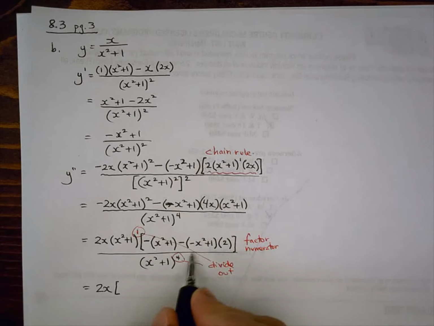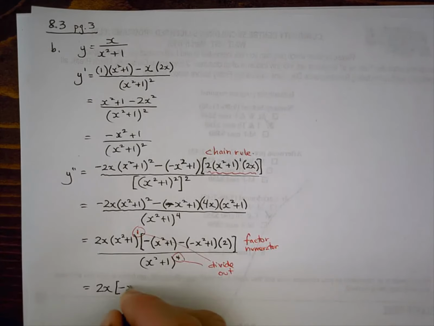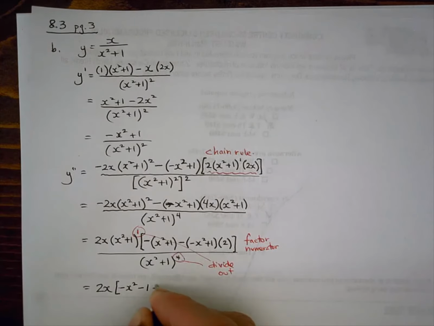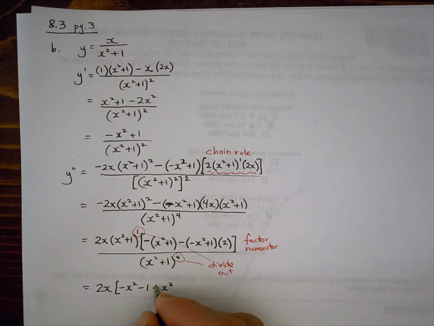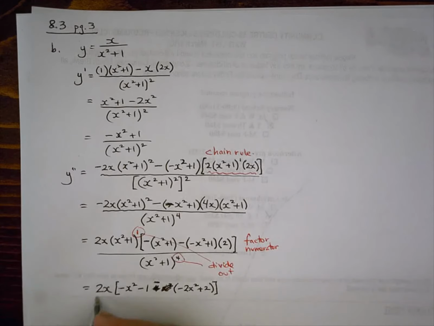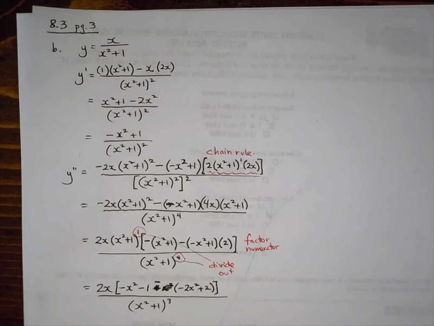Well, I don't like all these negatives here. It really kind of bothers me. So I'm going to multiply the negative in. So I get negative x squared minus 1. This is going to be negative, so it's going to be plus x squared. Negative times 2, so let's do it this way. Minus negative 2x squared plus 2. I'm going to multiply that 2 in first. Just do it one step at a time. And this becomes x squared plus 1 to the power of 3 because we divide that out.